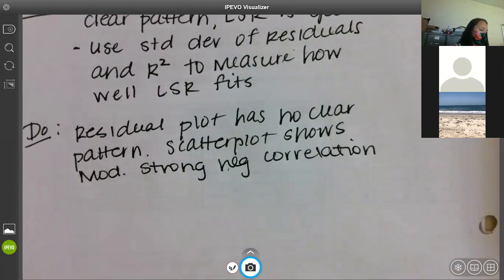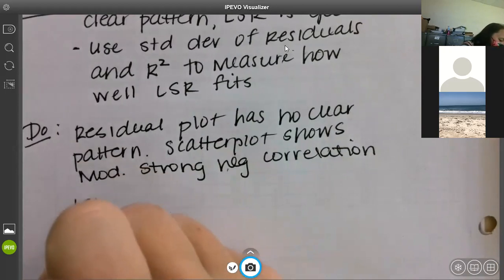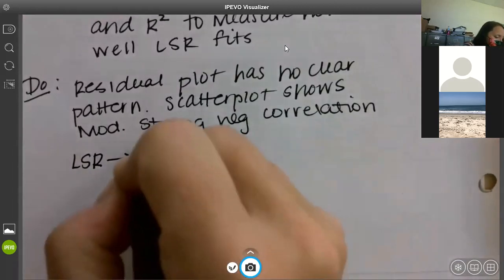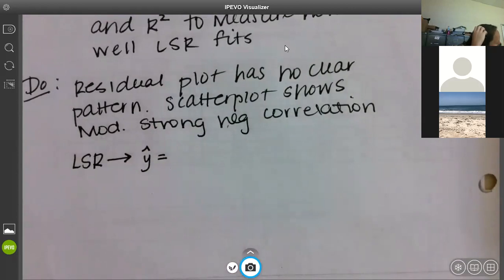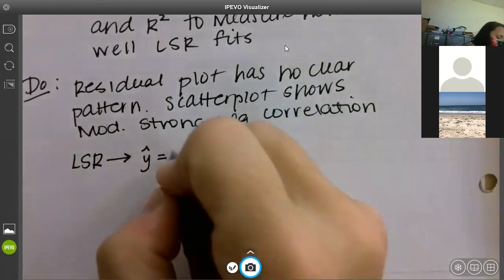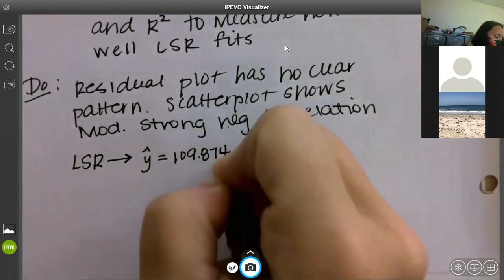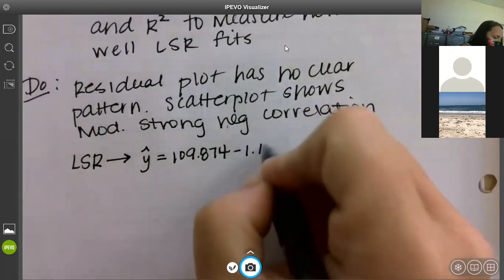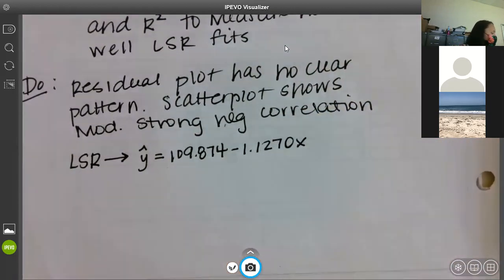Now it says use standard deviation of the residuals and R squared to measure how well the LSR fits. All right, so what is our LSR? You guys have to go back and tell me what your LSR is. What's your y-intercept? We just did it on our last example. Is it 109? Remember, it's the coefficient constant. And then the line below it is our slope. What's our slope? Negative 1.1370. And we put an X with that.